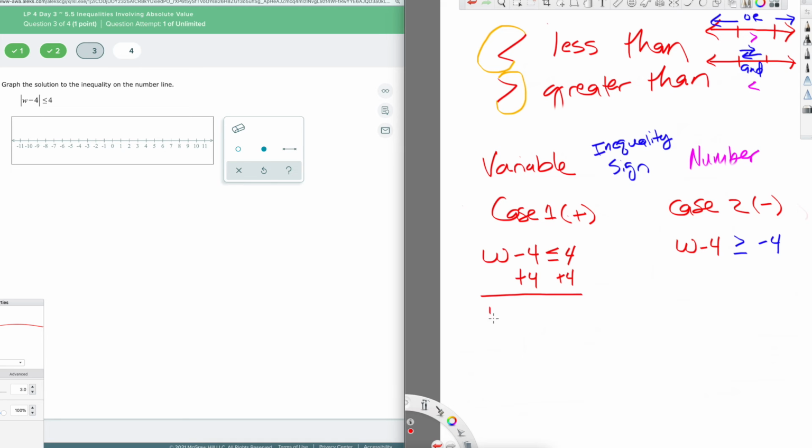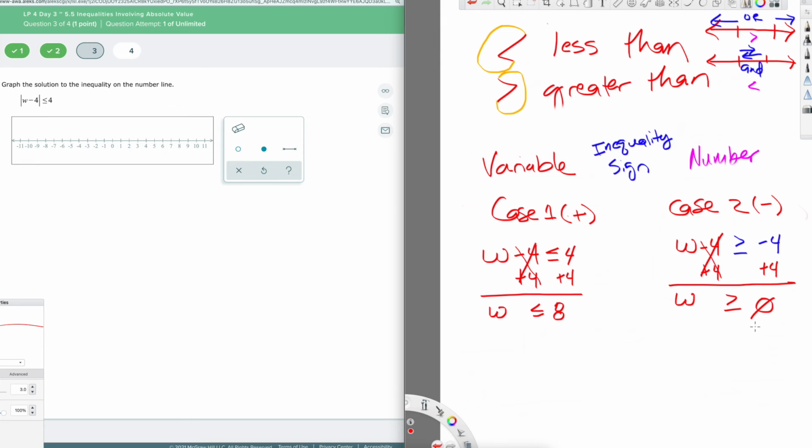And W is, these guys cancel out, less than or equal to 8. And I'm going to add 4 again on this side. It's going to react differently though, because now this is a negative. It's not a positive anymore. So I'm not going to end up with 8 again. Now I'm going to end up with 0. So now I have my 2 pieces here.